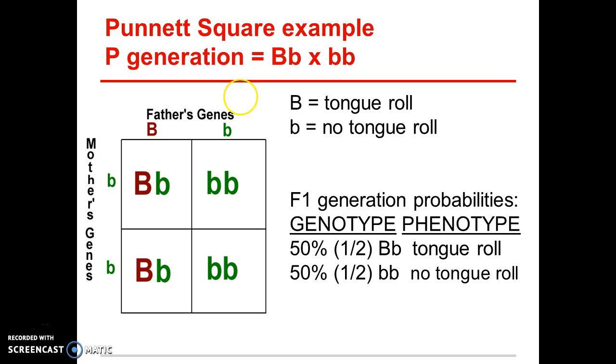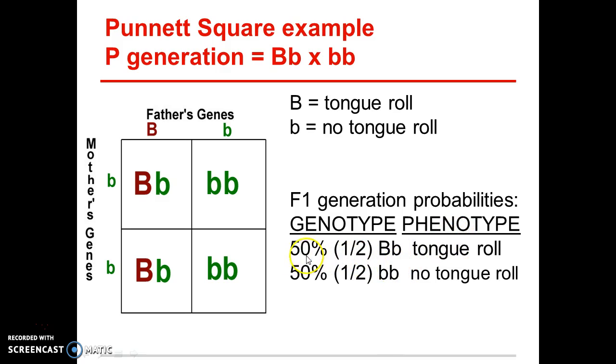So what are the probabilities for the F1 generation, which is the offspring of the parent generation? When you write the probabilities, you write them as genotype and phenotype probabilities. In this case, half of the boxes contain big B, little b. So that's 50%. There's a 50% chance that a cross between this father and this mother will produce a child that can roll their tongue.